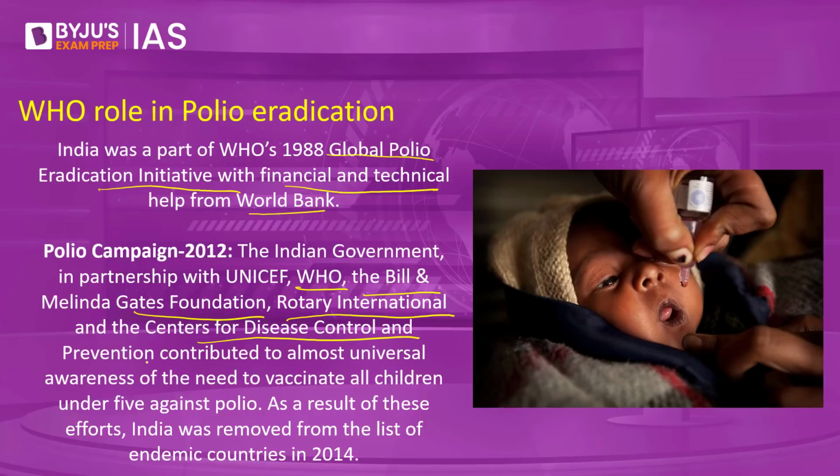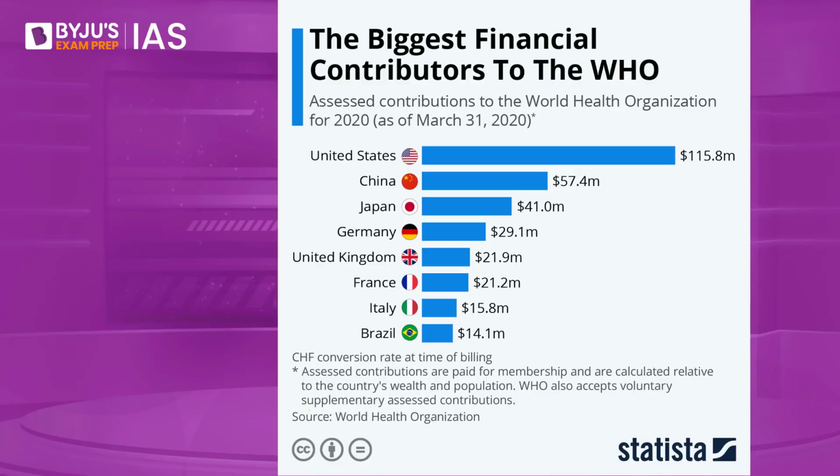All of these worked hard to ensure that no one in India is left without a polio vaccine. That is why, as a result, India was removed from the list of polio endemic countries in 2014, which was a major achievement for India and WHO as well. Thus, the partnership of India and WHO has given positive results in the past in not just one but multiple cases.